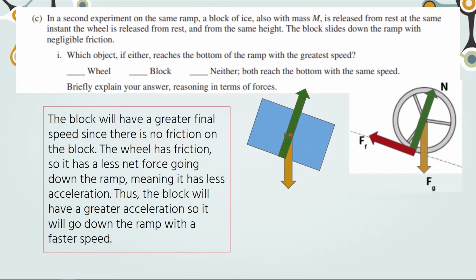Since there's no friction, the only force acting in that direction would be the component of gravity, Fg sine theta. But in the wheel, the force of friction opposes Fg sine theta. So the overall force going down the ramp is less for the wheel compared to the block. Since the wheel has friction, it has less net force going down the ramp, meaning it has less acceleration. Thus, the block will have a greater acceleration, so it will go down the ramp with a faster speed.